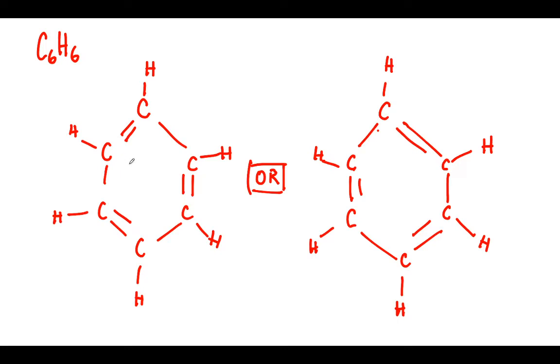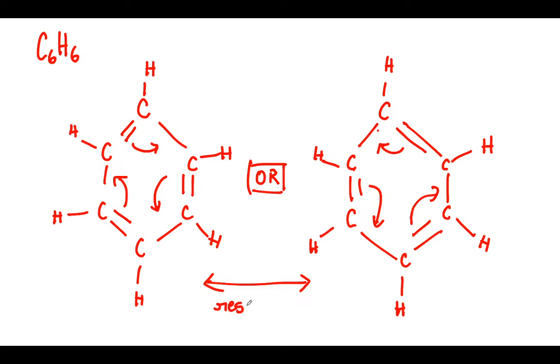What ends up happening with benzene is that the double bonds actually switch spots. Every once in a while, these double bonds are moved over, and that's the same for the other side as well. So between these two, you can't actually say that the structure of benzene is the one on the left or the one on the right. In reality, it's somewhere in between these two. This is what we call a resonance structure.